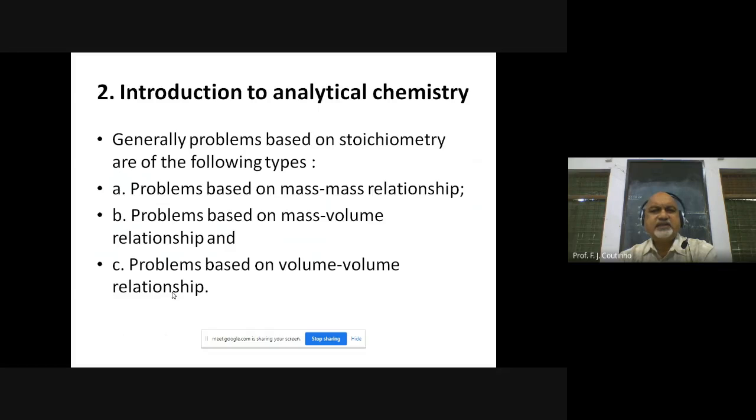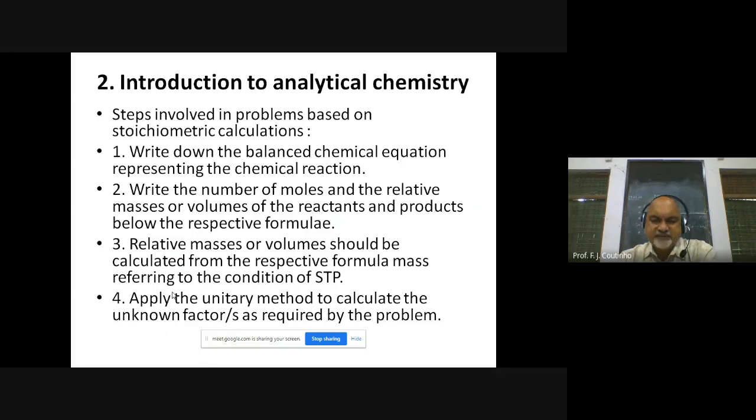Then we studied the next technique, that is stoichiometry. There are different types of stoichiometry: mass-mass relationship, mass-volume, and volume-volume. Then there are several steps involved in it.